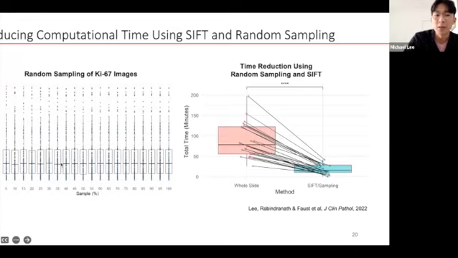As you can see on the left, the Ki-67 quantification remained similar despite us taking around 25% of the sample randomly.